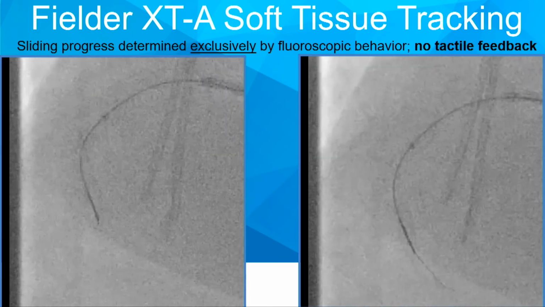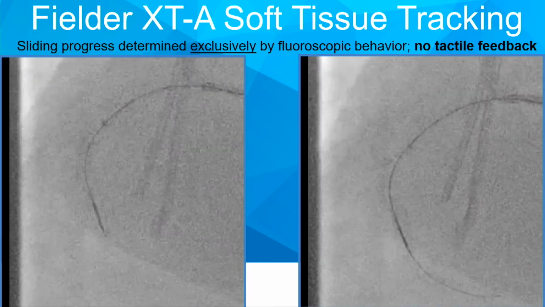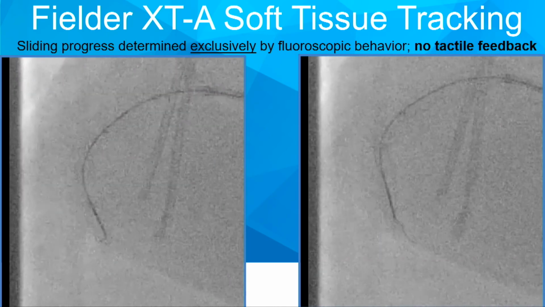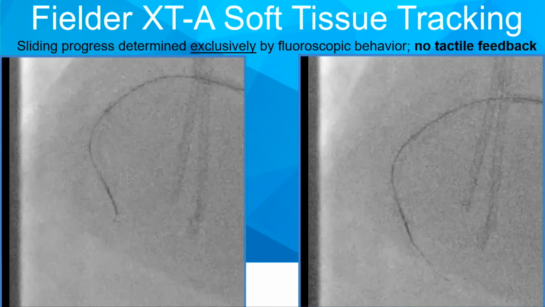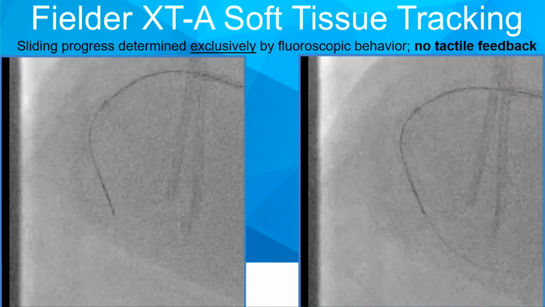Now, I don't care if this is luminal or not. In this case, it was luminal, but the whole point of this wire is to see if there is a path of least resistance. Is there a microchannel? Can I get subintimal? It's sort of irrelevant, but there's no tactile feedback with it. All you're doing is looking at the fluoroscopic behavior of the wire, and then you move on to the next step.